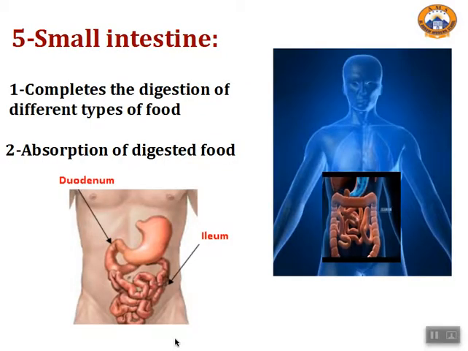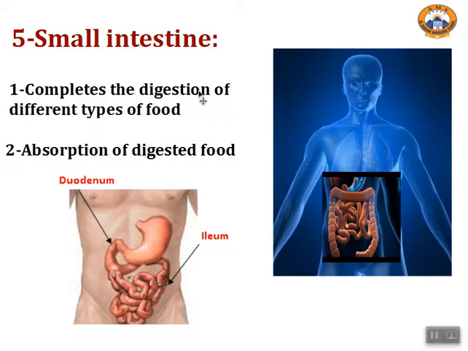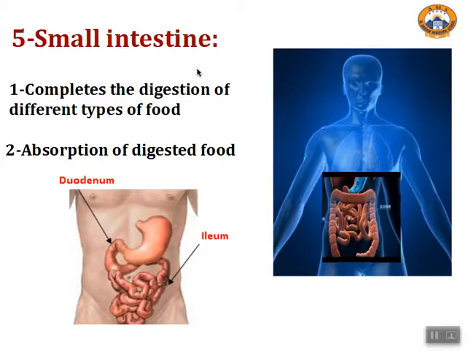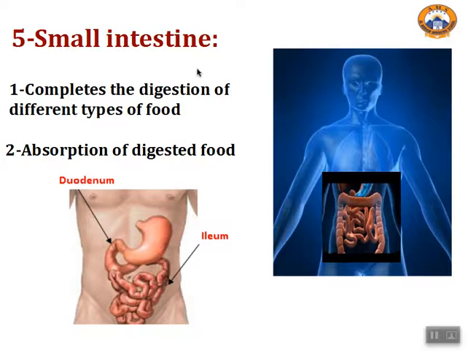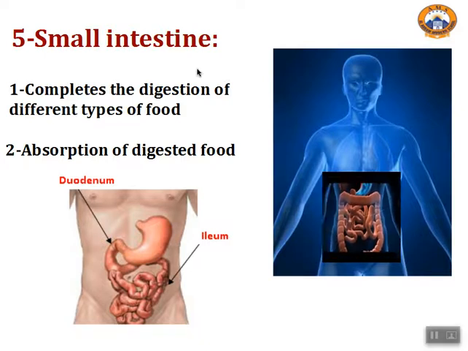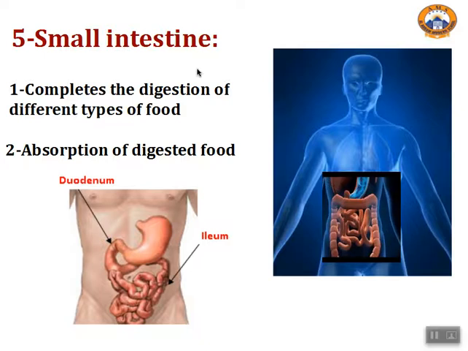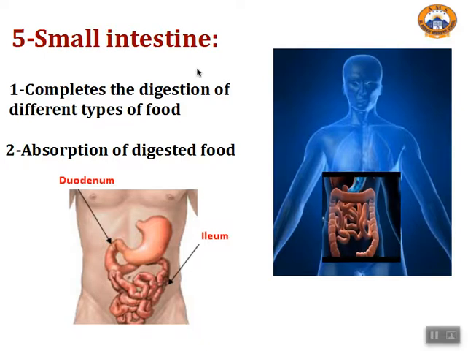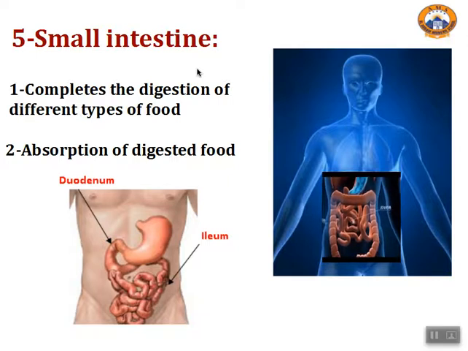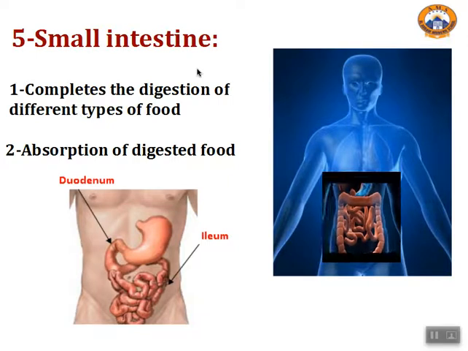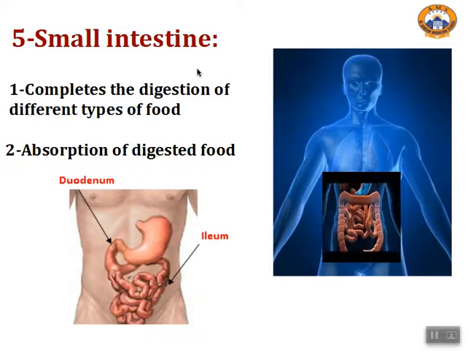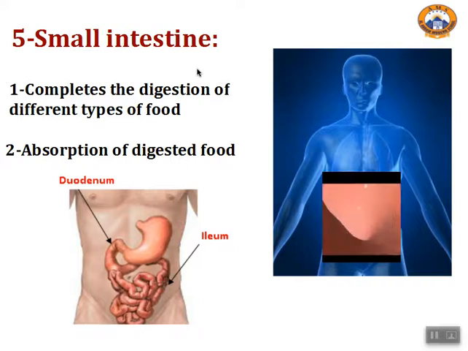After the food leaves the stomach, it reaches the small intestine. The small intestine is the longest part in the digestive system. It's very long. It reaches 7 meters long. There are two functions for the small intestine. First, it completes the digestion of the different types of food due to the presence of many juices that are poured in the small intestine. And the second function of the small intestine is the absorption of the digested food. Since the food is completely digested here, it is absorbed here in the small intestine.